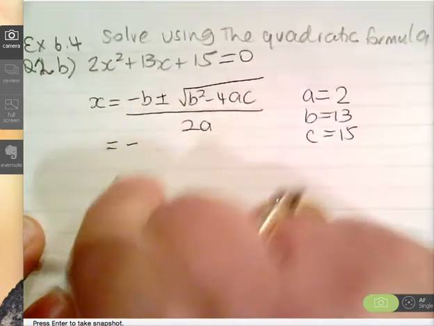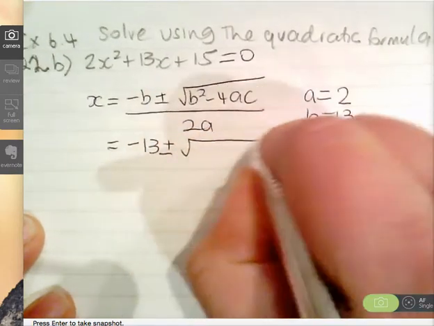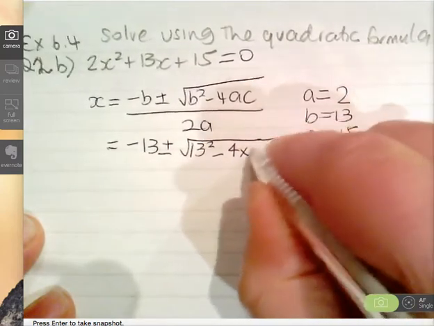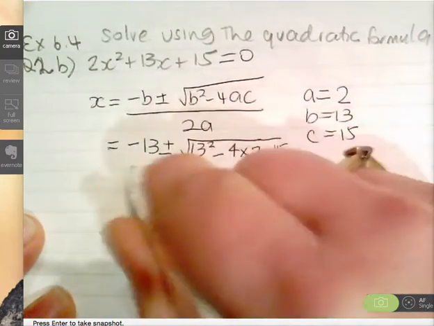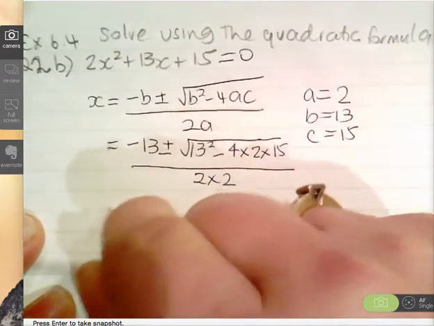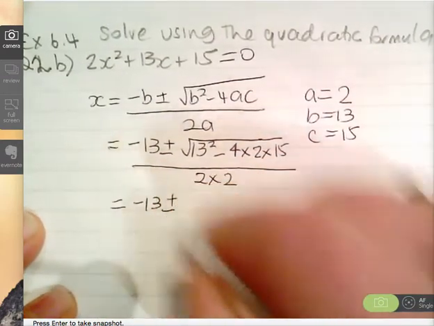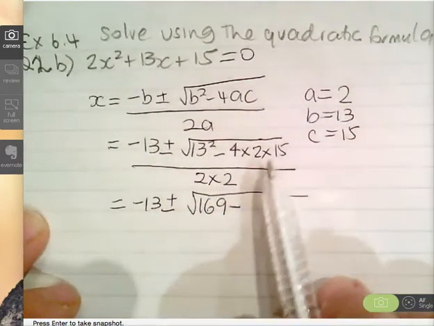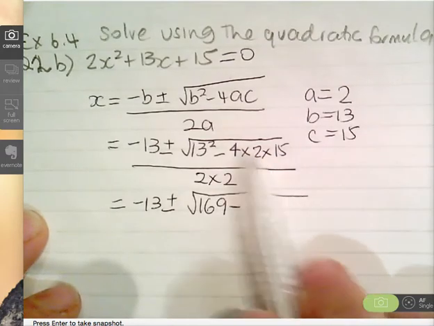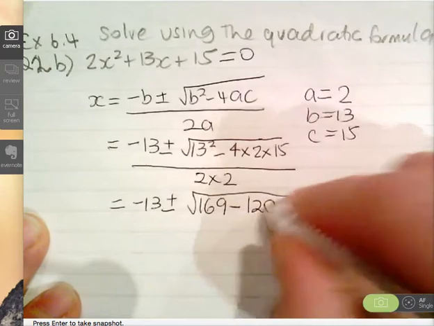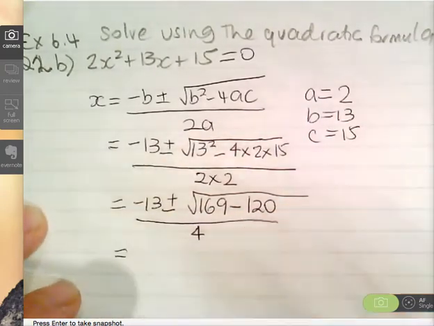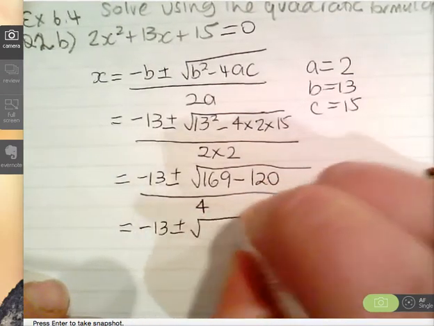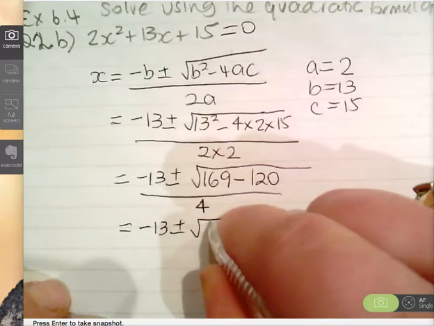So x equals negative b, which is negative 13, plus or minus the square root of b squared, 13 squared, minus 4 times a, which is 2, times c, which is 15, all over 2 times a, which is 2 times 2. So it's negative 13 plus or minus the square root of 13 squared is 169 minus 15 times 2 is 30, 30 times 4 is 120. So it's minus 120 over 4. So it's negative 13 plus or minus the square root of, now 169 minus 120 is 49.